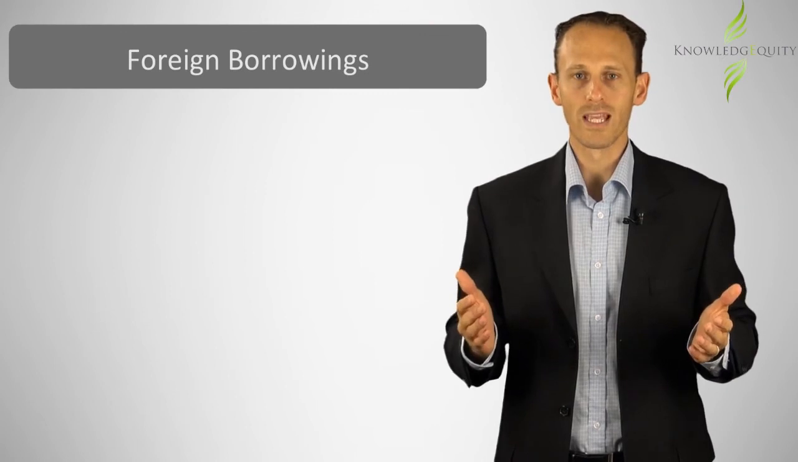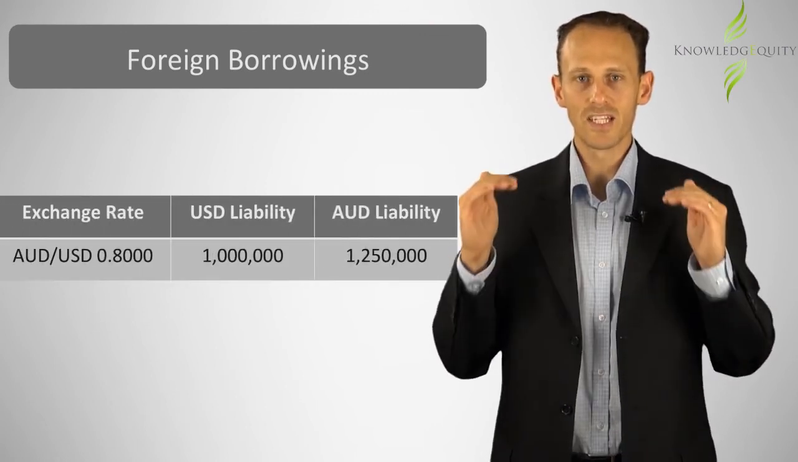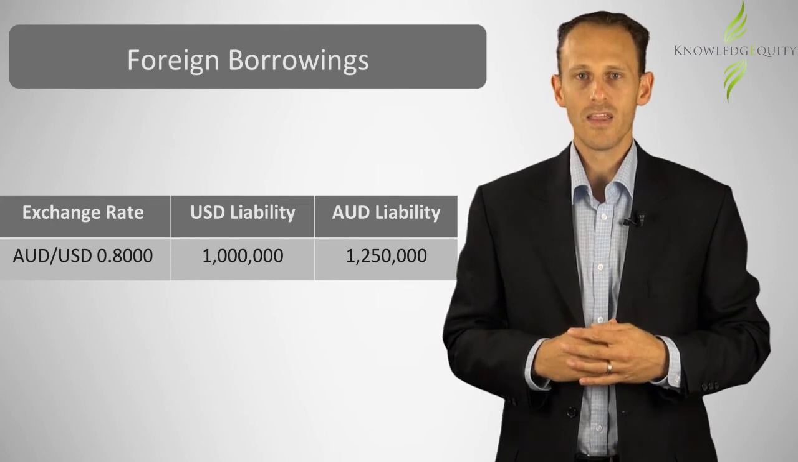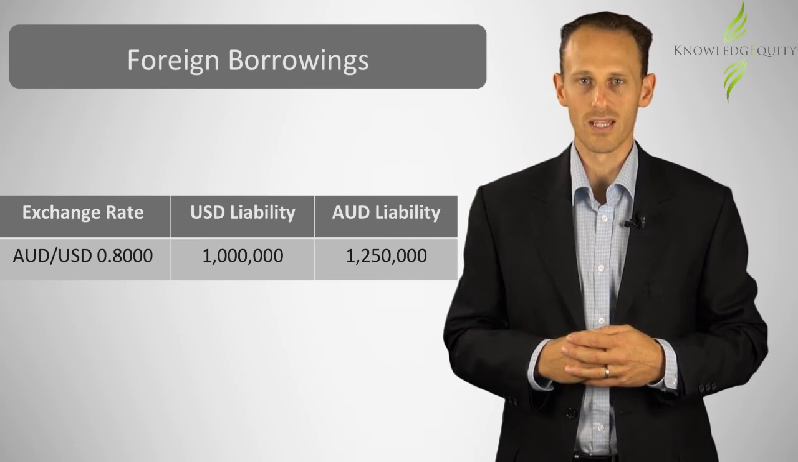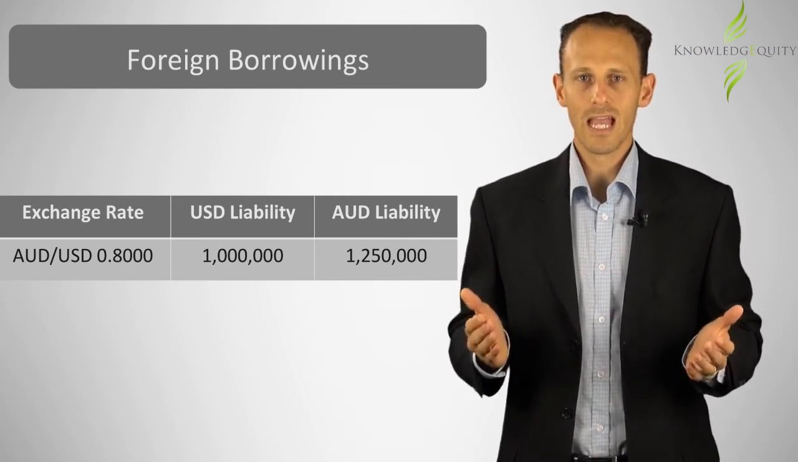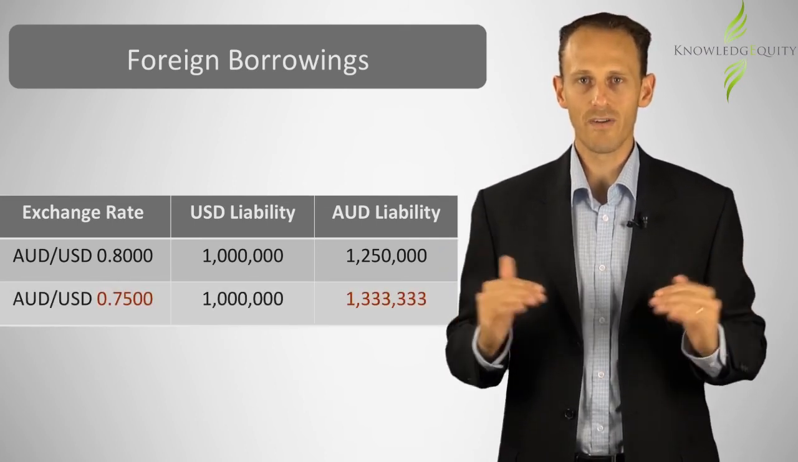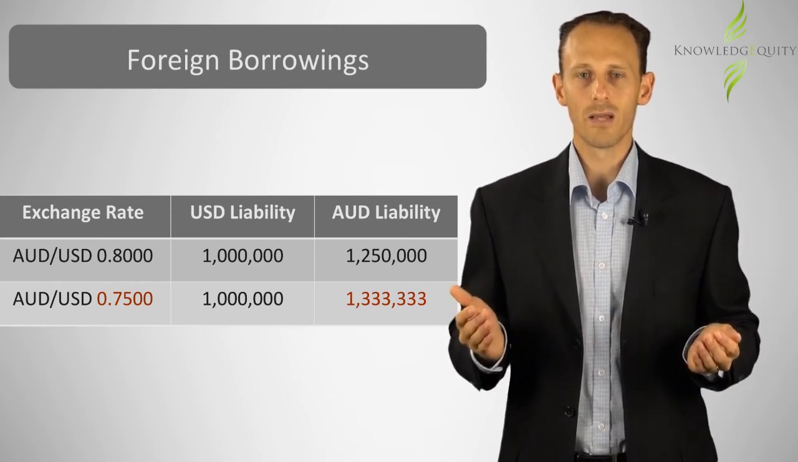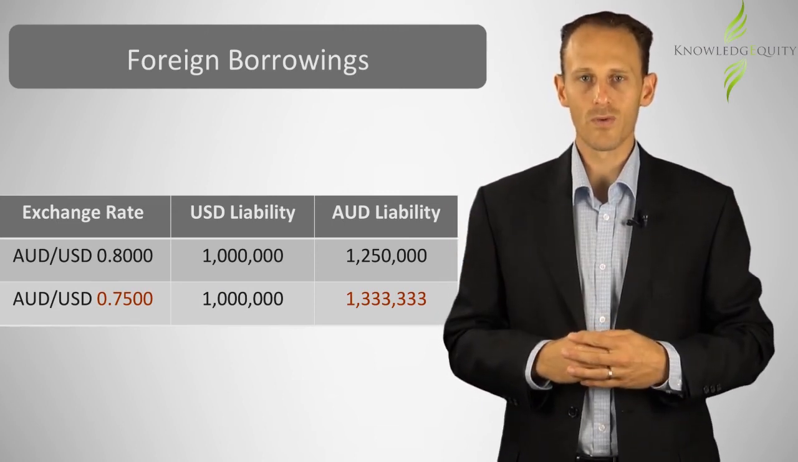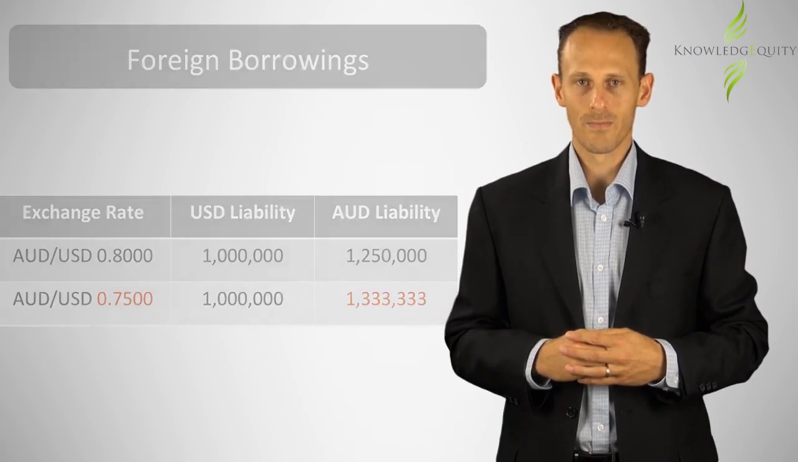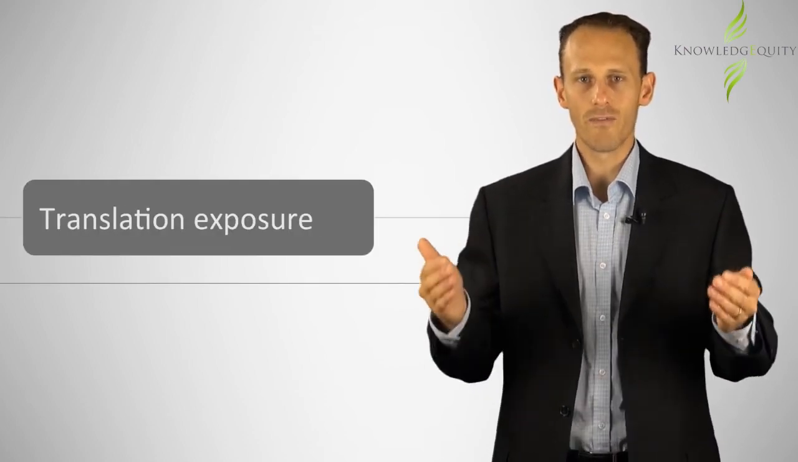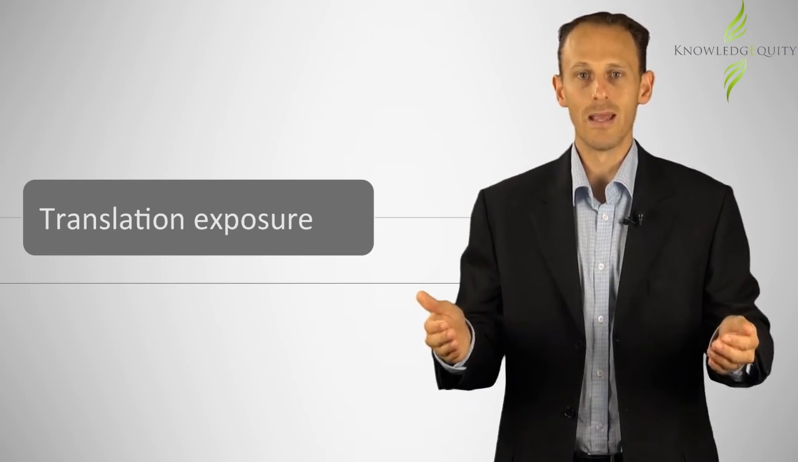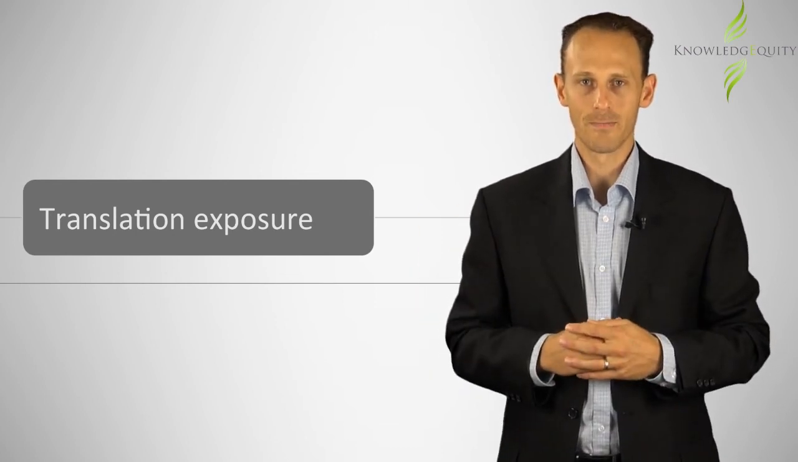If the foreign borrowing is $1 million and the exchange rate is 80 US cents, the organisation has a liability of 1.25 million Australian dollars. However, if the Australian dollar weakens to 75 US cents, the value of this liability increases to 1.33 million Australian dollars. This highlights the impact of the organisation's translation exposure, that is, converting the value of a foreign currency denominated asset or liability back to the functional currency.